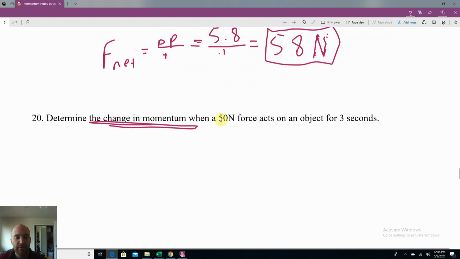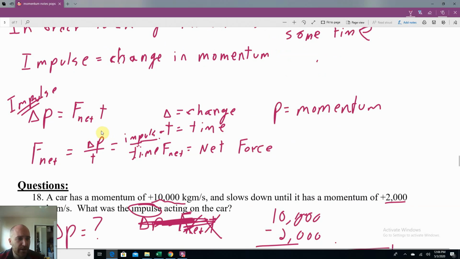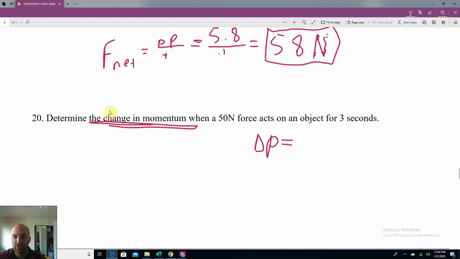Remember, that's just another word for impulse. When a 50 Newton force acts on an object for 3 seconds. So we're solving for that change in momentum. Let's look at our equations and see if there's something that'll help us out here. We've got a 50 Newton force for 3 seconds. Okay, change in momentum. This equation is solved for the change in momentum. F net times time. So let's try that.